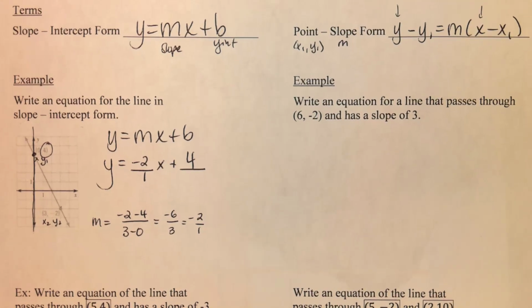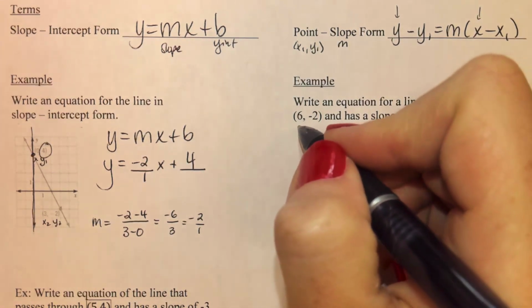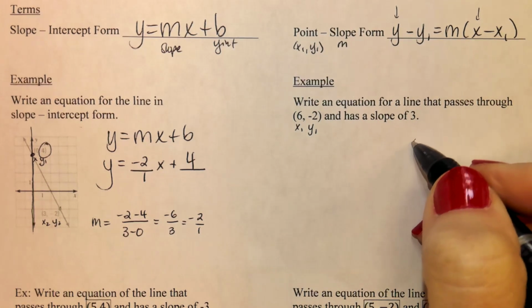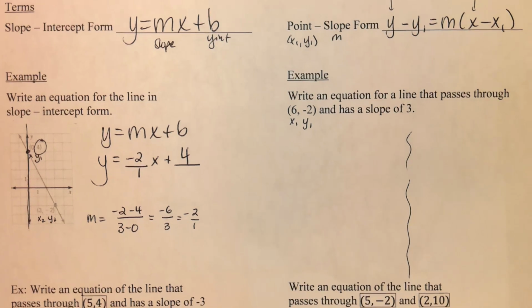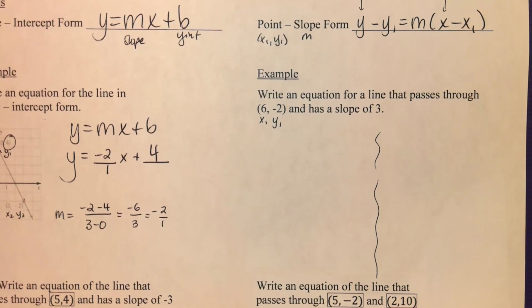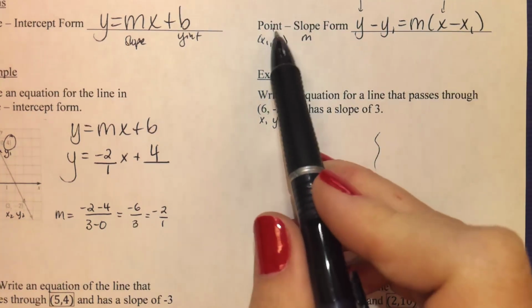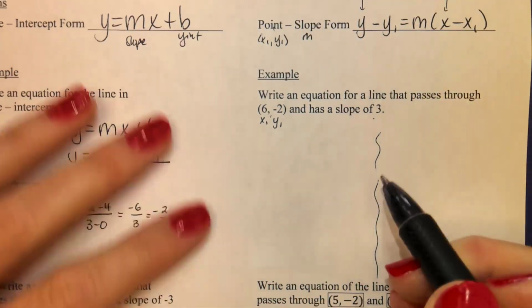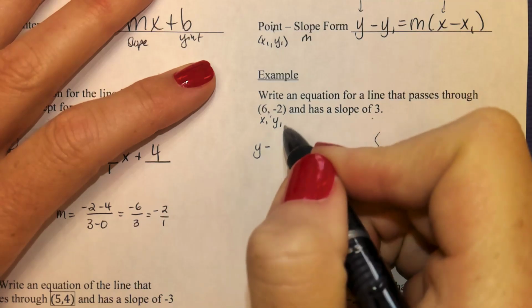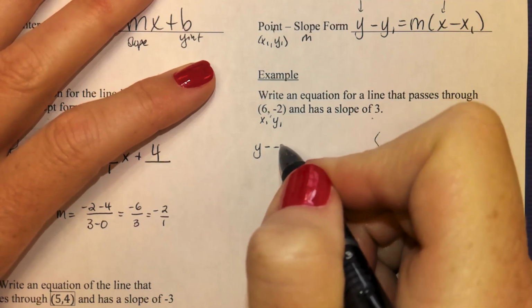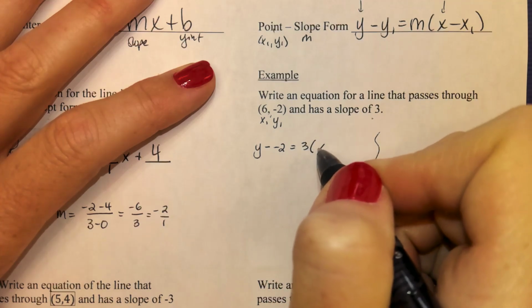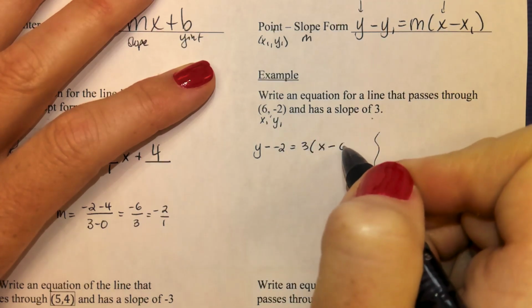Next up, we've got write an equation for a line that passes through here's a point, an x1 and a y1, and has a slope of 3. I'm going to show you two different ways to do it, and then you can kind of decide which one you like the best. The first one I'm going to use is actually the point-slope form. Since we have a point and a slope, it fits this one pretty nicely. So I'm going to do y minus, and then the y value, which is a negative 2, so watch your double negative, slope of 3, and then x minus, and our x value is 6.